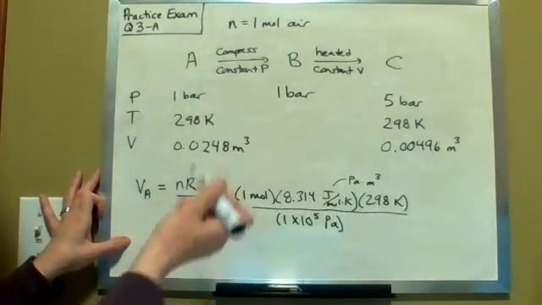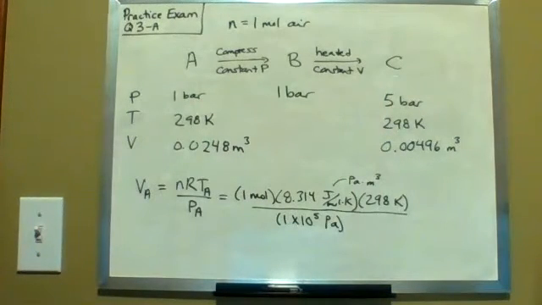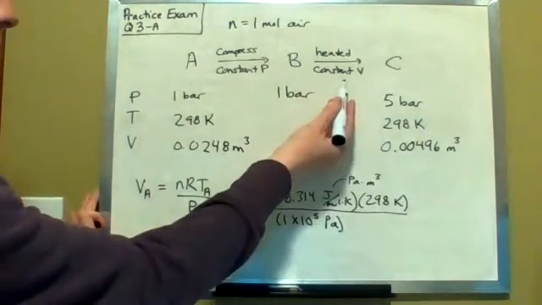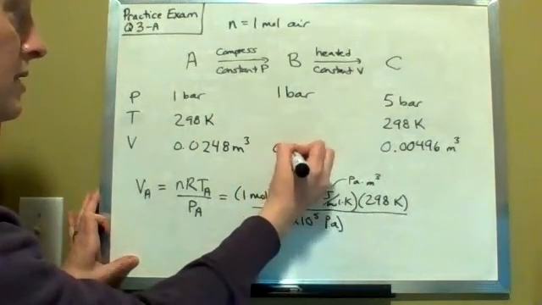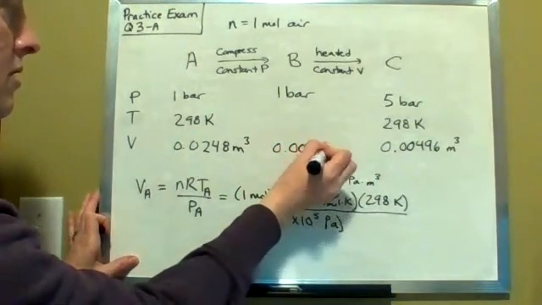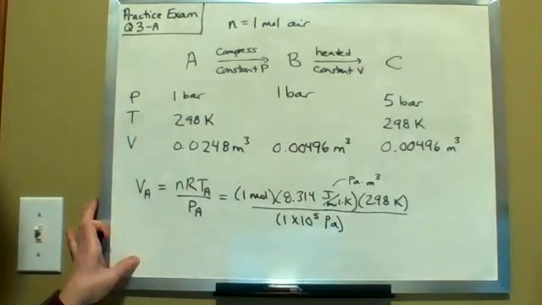Now we can maybe get some information by looking at B to C. For B to C, we're told that it is being heated at a constant volume. So our volume is going to be constant from C. That means our volume in this case is 0.00496 meter cubed. So now the only thing we're missing is temperature.